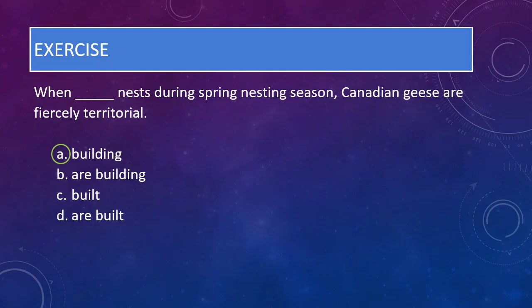B. Are building. Incorrect, because there is a to be are. In the reduced adverb clause, the to be should be omitted. C. Build. Incorrect, because it is verb 3. D. Are built. Incorrect, because there is to be and verb 3. So, the complete sentence is, when building nests during spring nesting season, Canadian geese are fiercely territorial.